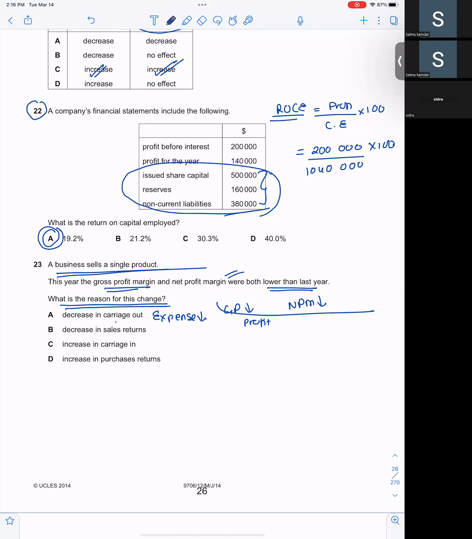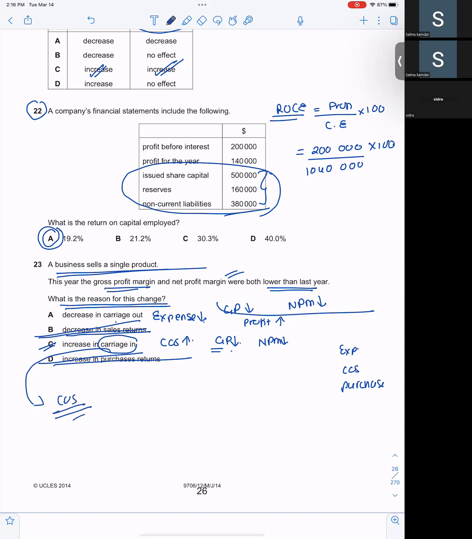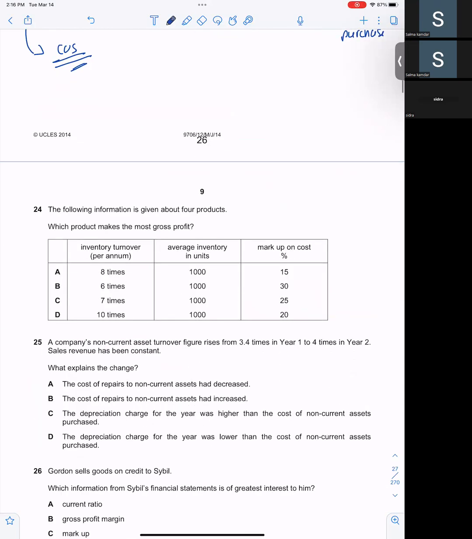If expense reduces, profit will increase, so it has nothing to do with it. Then decrease in sales returns and purchase returns also has nothing to do with it. We will only talk about an increase in expense, cost of sales, purchase. So carriage inwards is increasing, meaning cost of sales will increase. So your gross profit will reduce, and the net profit margin is reducing. Sales won't reduce, only gross profit will reduce. Carriage inwards is part of cost of sales. Come on, let's go to the 24th.